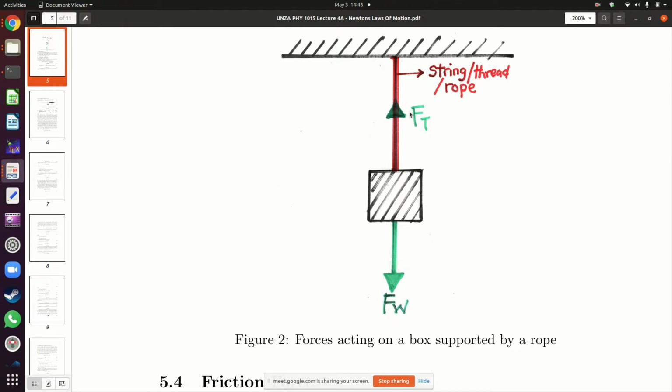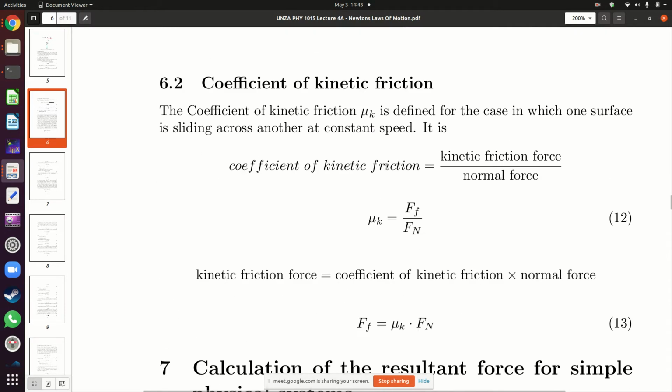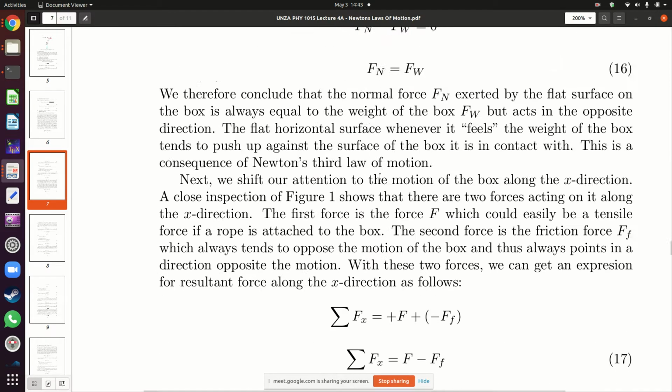This is something which I find simple, so that when your answers come out, they make sense. Choose the direction in which the box tends to move to be the positive direction. In this case, the weight of our box will be positive, then the tension in the rope is going to be a negative force. When you do that, we can work out the resultant force along the y direction.